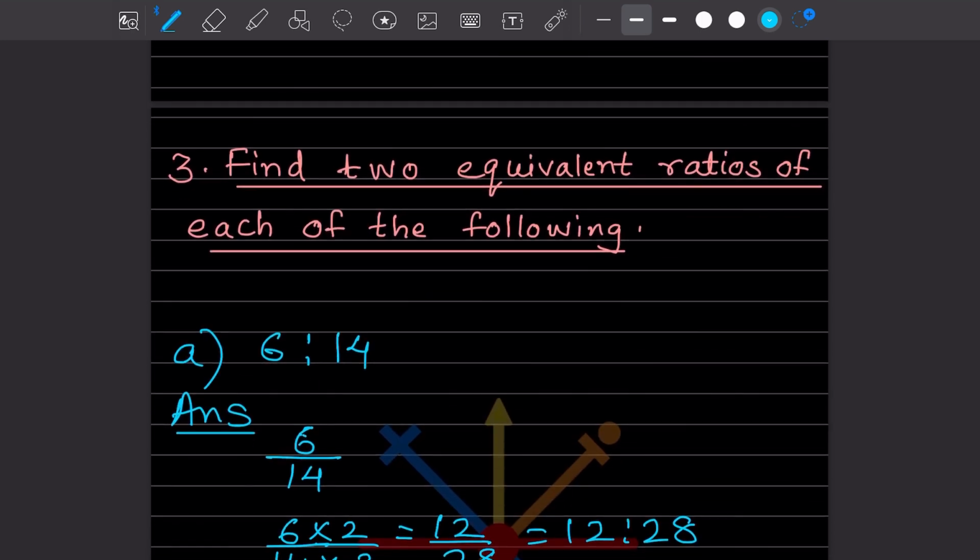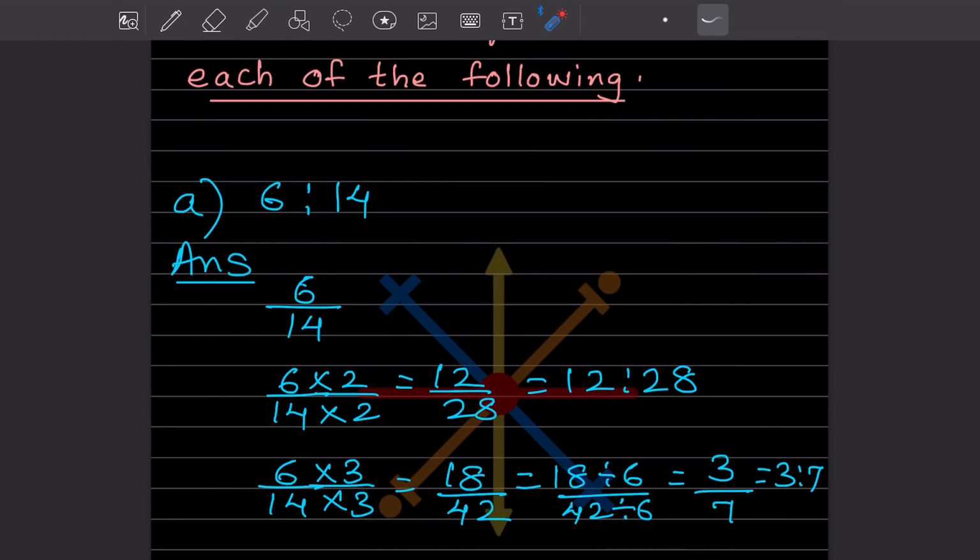So the first question, this is the third one from the first of the day, says to find two equivalent ratios of each of the following. Now we have done many problems on this one. You can see the previous videos in detail about it. This is just a practice, only the numbers have been changed. Now 6 to 14 can be written as 6 by 14.